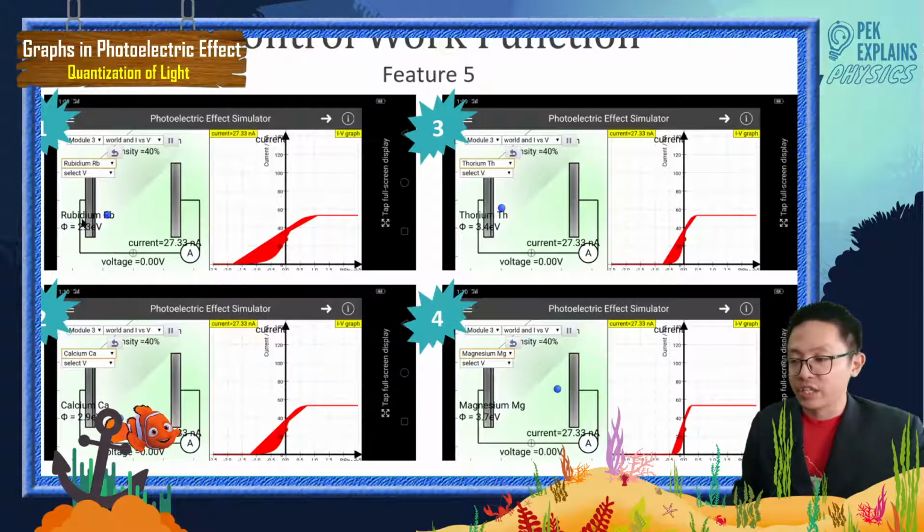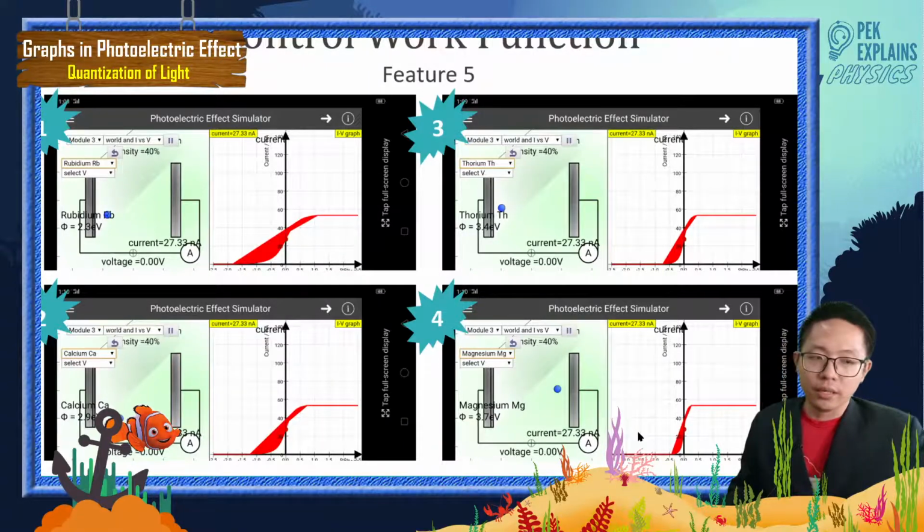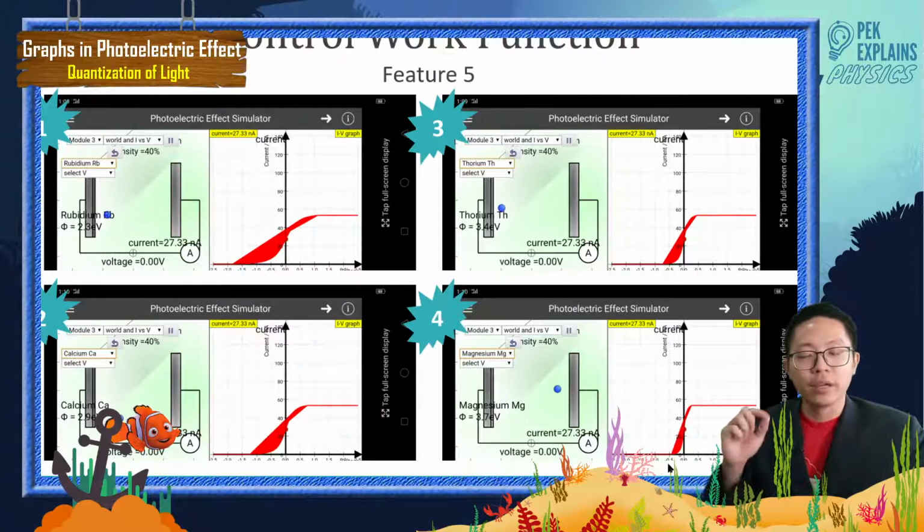You see that when I change the metal surface, it changes the stopping potential because some metal binds the electron very hard to release the electron. Maybe you can imagine like this. Which one do you think binds the electron very hard? It should be this one, isn't it? This one binds the electron very hard to release. That's why the electron ejected has very low kinetic energy. In the end, they need a very small stopping potential.